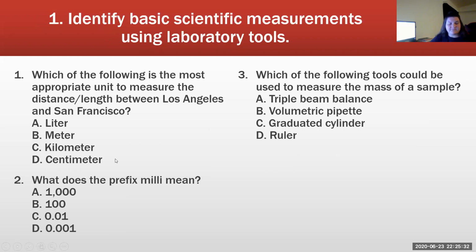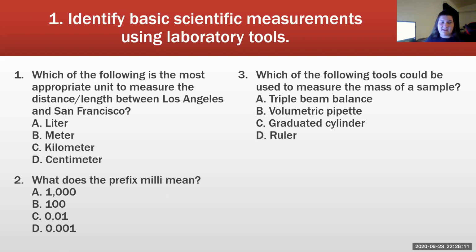If we're going back to the King Henry died by drinking chocolate milk, K is kilometer. That is the highest we can go with the majority of the measurements we're going to see in the metric system. So liter is incorrect because that's actually measuring liquid volume. Meter is too small. Meter is not correct.